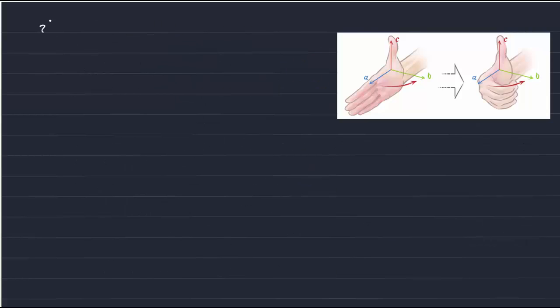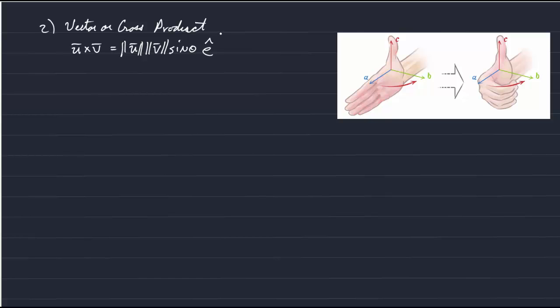And that contrasts with the vector or cross product. The cross product produces another vector. So U cross V is equal to the magnitude of U times the magnitude of V times sine of the angle separating the two vectors, and it's directed in the E hat direction.